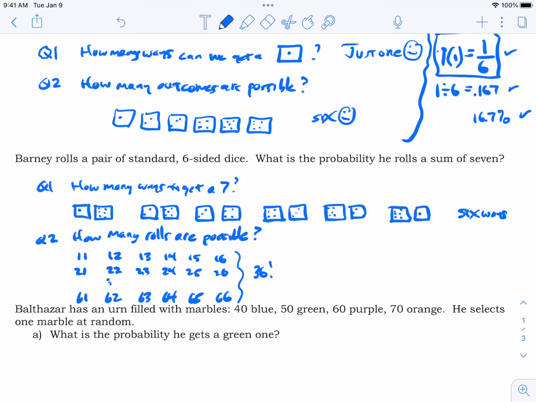And so maybe I'll switch colors here for a bit of emphasis. The probability then of getting a 7 would be there were 6 ways to do it, and there were 36 things that could happen. And so the probability is a 6 in 36. Now, one of the things I will insist upon is that you reduce your fractions.